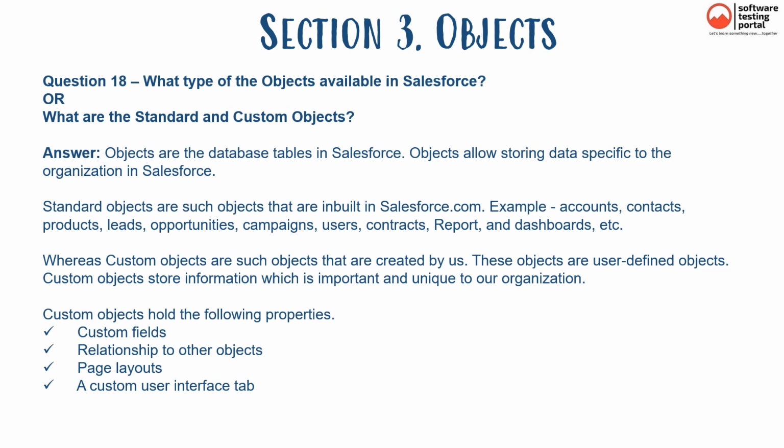Whereas custom objects are objects that are created by us. These objects are user-defined objects. Custom objects store information which is important and unique to our organization. Custom objects hold the following properties: custom fields, relationship to other objects, page layouts, and a custom user interface tab.